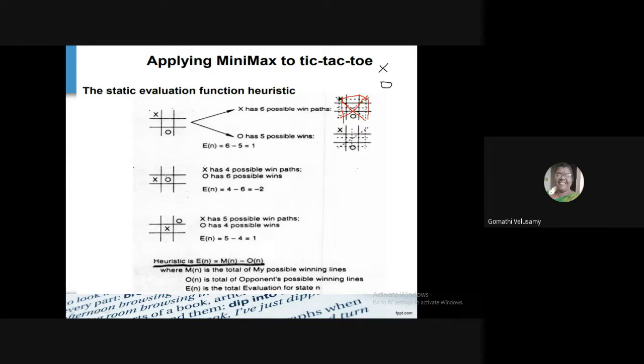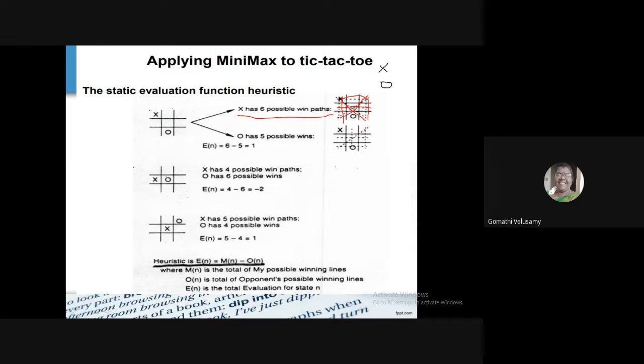Now you count up the number of possibilities the player X has to win. You can see, and this way also he can move. The X can place his coin, assuming O has not placed anywhere. So how many possibilities he has is 1, 2, 3, 4, 5 as well as 6 possibilities are there. So this is the number of possible winning paths for player X.